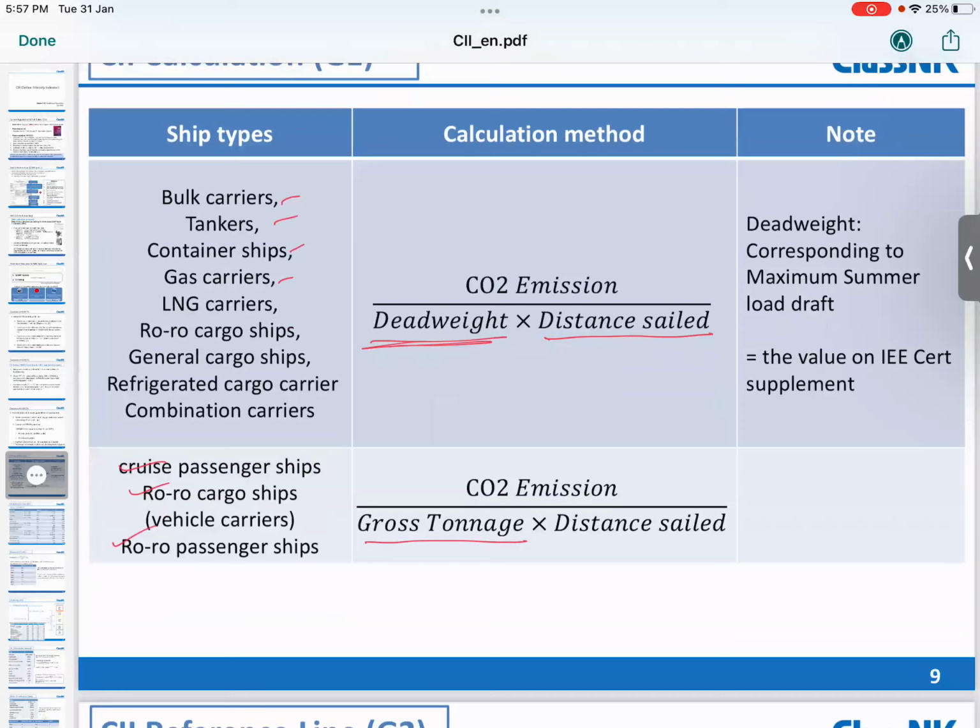Yes sir. My question is, why here is it deadweight and why here is it gross tonnage? The formula is the same, only the ship type is different, yet they changed something. Why is it so?